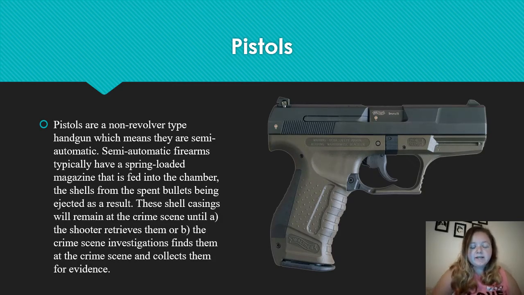Pistols are a non-revolver type handgun. There's pistols, revolvers, and rifles, which are the 3 categories of guns. And so for pistols, they're a non-revolver handgun, meaning they're semi-automatic. They have a spring-loaded magazine that feeds them into the chamber, and then the shell casings are ejected from the gun when you shoot it.